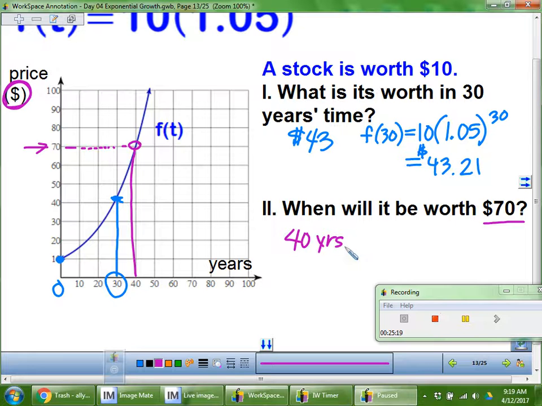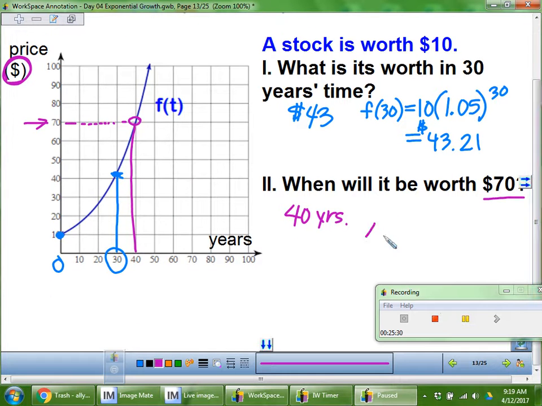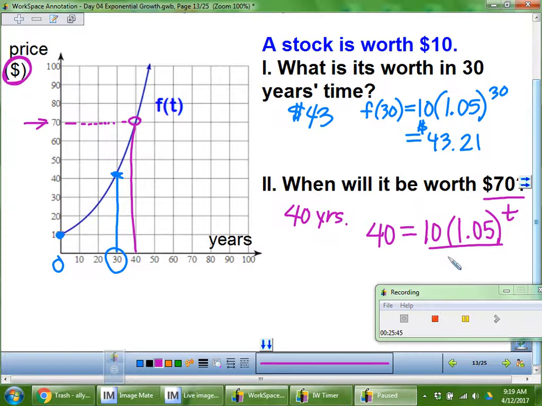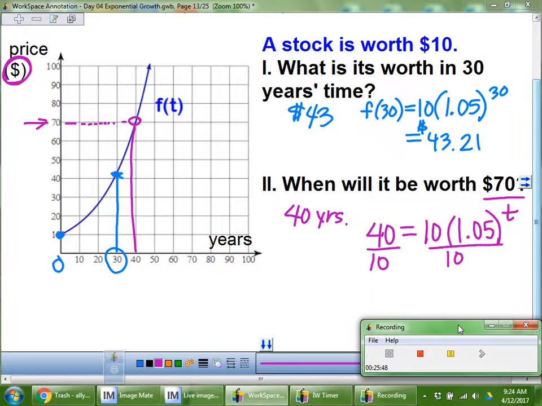Good question. How would we do that in the equation? We wouldn't substitute 70 in for t, right? 70 is our value, so we're saying that 70 equals our equation, and we're looking for t. Could we solve for t? We would divide both sides by 10 first. That gives us 7 equals 1.05 to the t. Do we know this exponent? No. 1.05 times what times what times what gives us 7? We don't. We have not learned a good way to do this yet.